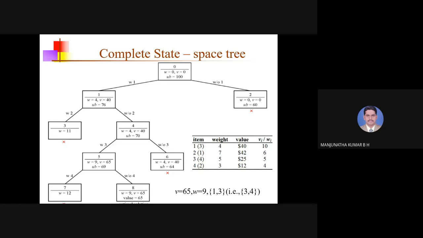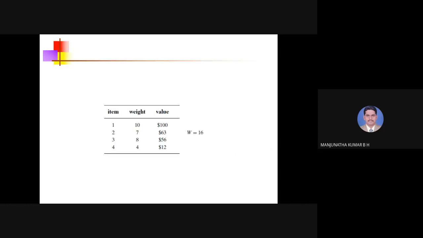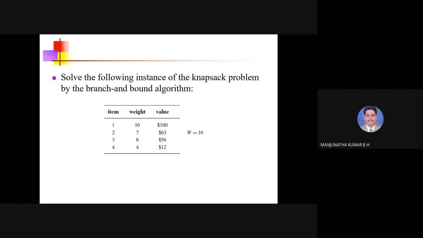So this is how to solve the knapsack problem using the branch and bound technique. I have given one more question here. This is one more problem instance. I will upload this presentation in the Google Classroom. You copy this question and apply the same branch and bound technique concept that I have explained till now and solve this problem. Solve the following instance of the knapsack problem using the branch and bound technique: 4 items, corresponding weight and value is given, and maximum capacity of the knapsack is 16.